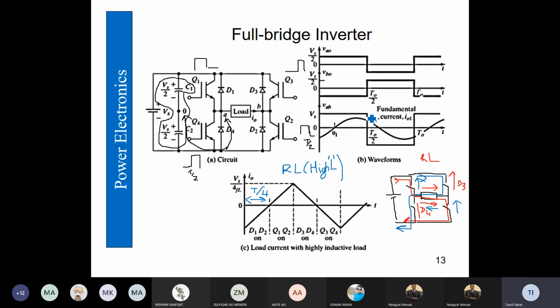Okay. So if we look at the first fundamental of the current, it's almost 90 degrees lagging the phase voltage, and therefore we have a highly inductive load.